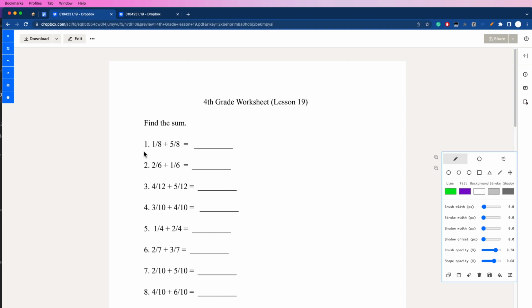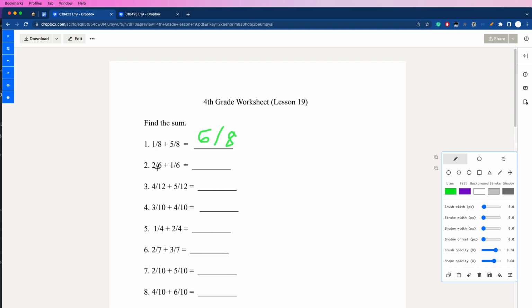So for number one, 1/8 plus 5/8 equals. So this is the numerator and this is the denominator. When you add fractions, the numerator changes, but the denominator doesn't. So you're adding 1 plus 5, so the answer should be 6/8.